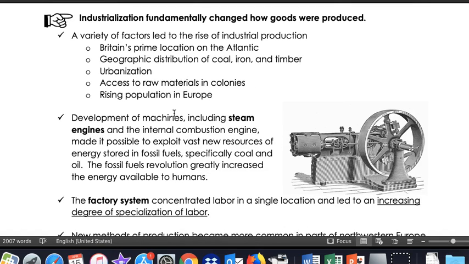Also, with that would be the development of new machinery such as steam engines and the combustion engine. And this is going to make production more prevalent. It's going to transform how quickly people can produce things.